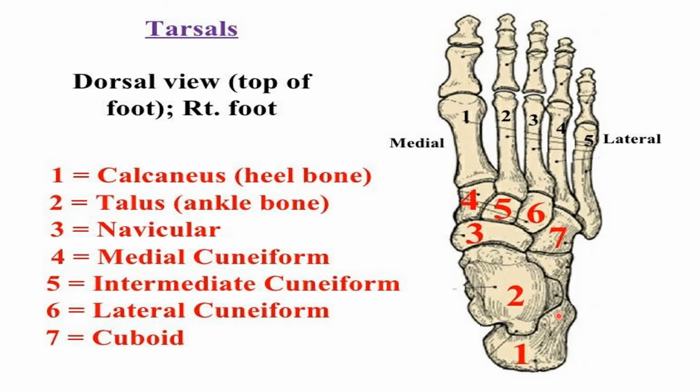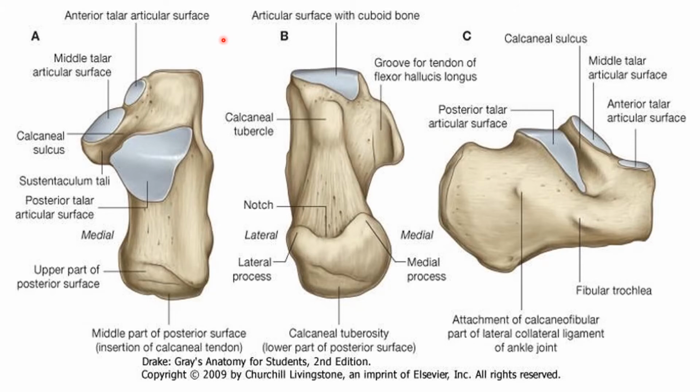Now let us discuss in detail the individual tarsal bones. Let us discuss the calcaneus bone. If you see the shape of the calcaneus bone, it is elongated antero-posteriorly. Side determination of the calcaneus: the anterior aspect is easily distinguished from the posterior aspect as it is covered by a large articular surface or facet, while the posterior aspect is non-articular.